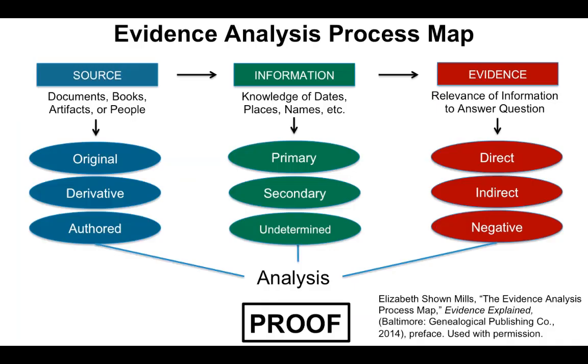This evidence analysis map was developed by Elizabeth Schoen Mills. It helps genealogists understand the relationship between sources, information, and evidence. A source is the physical form containing helpful information. A source can be a document, a book, an artifact, or a person. A source can be original, derivative, or authored.